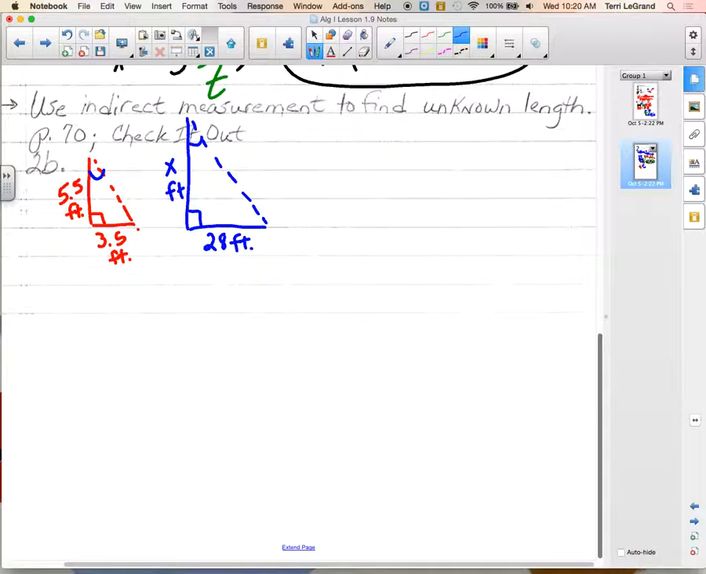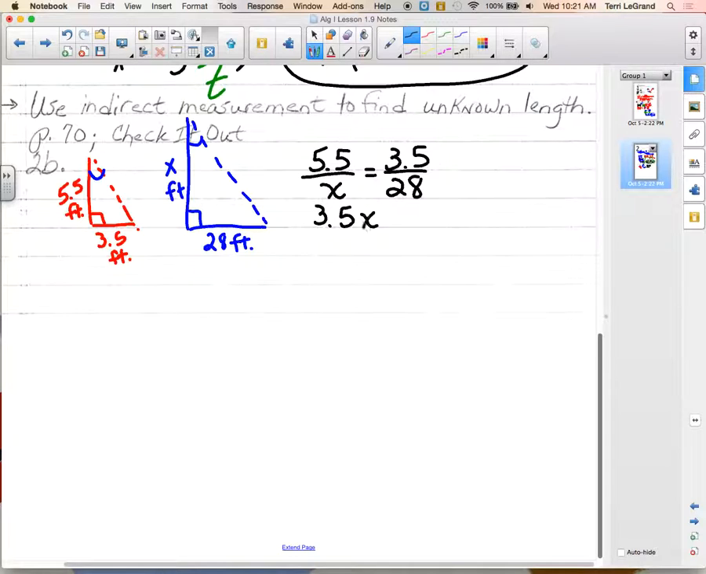So now let's set up a proportion that will help us solve for the building's height. There are several choices that are correct, several that are incorrect. What would be a correct choice? Tyler? 5.5 over X, and then 3.5 over 28. Okay, what do you think, class? You agree? So the person's height corresponds with the building's height. The person's shadow corresponds with the building's shadow. Good setup? Okay, let's solve it then.